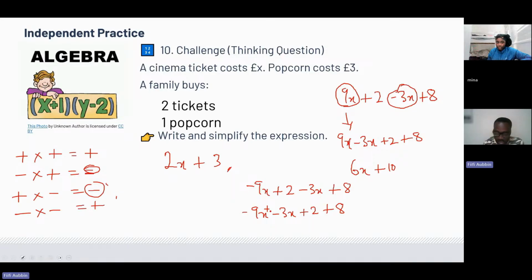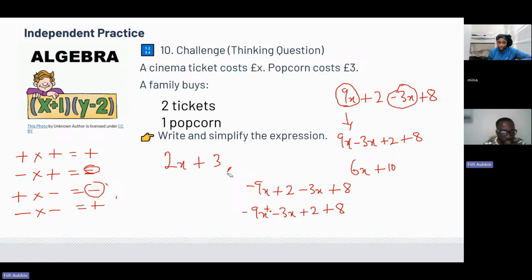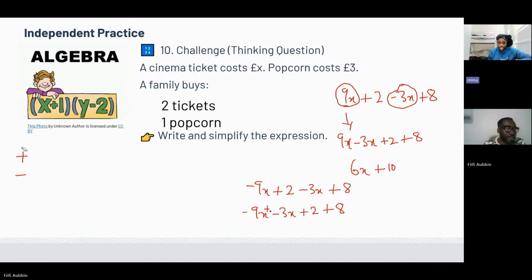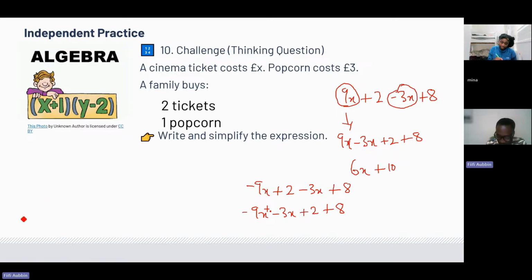Give me a second. Let me erase this. I'm going to draw my number line. You did number line, right? Yeah, a long time ago. Yes, way back in primary school, right? So I'm going to draw my number line here. So we are going back to the basics.